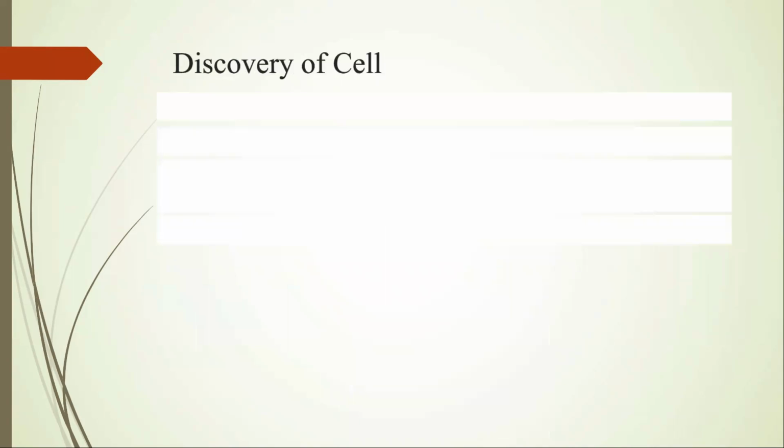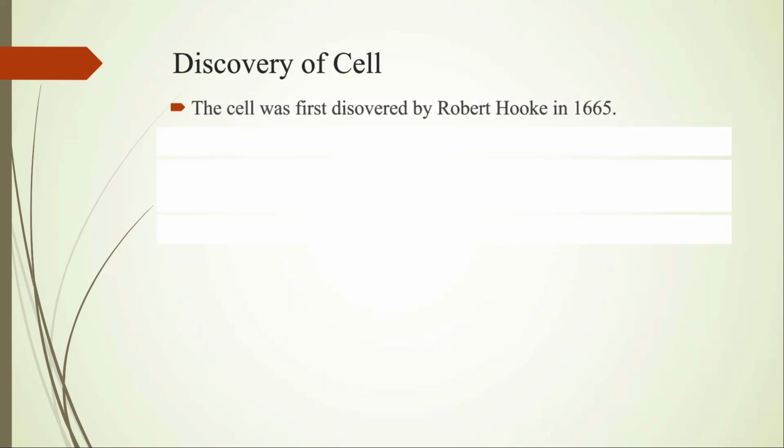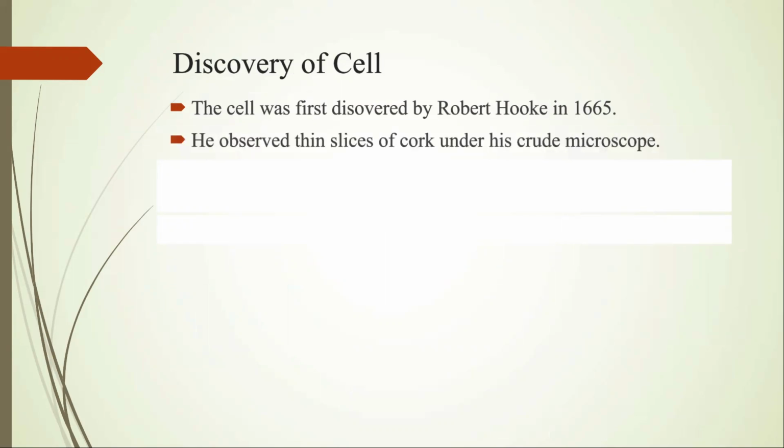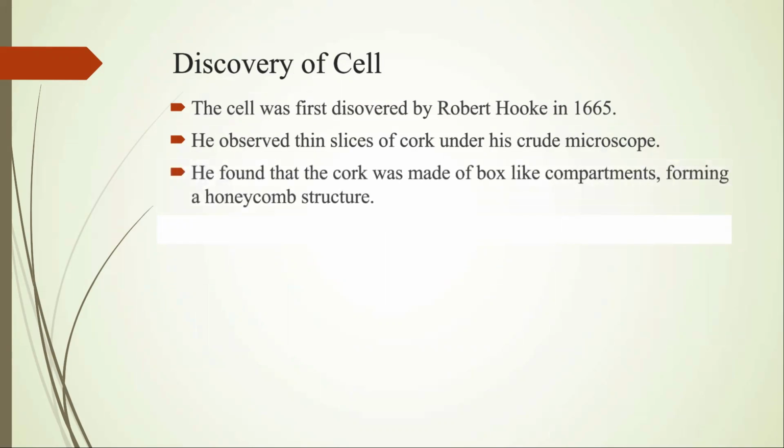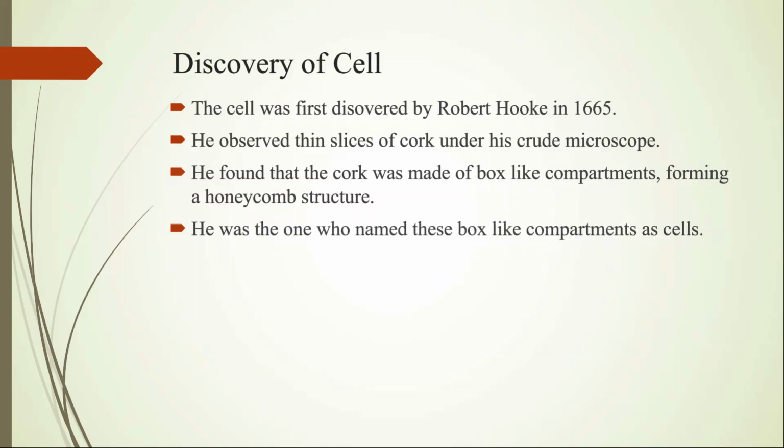Now let us move on to discovery of cell. The cell was first discovered by Robert Hooke in 1665. He observed thin slices of cork under his crude microscope. He found that the cork was made of box-like compartments forming a honeycomb structure. So in an image, I will show you how it looks like. He was the one who named these box-like compartments as cells.